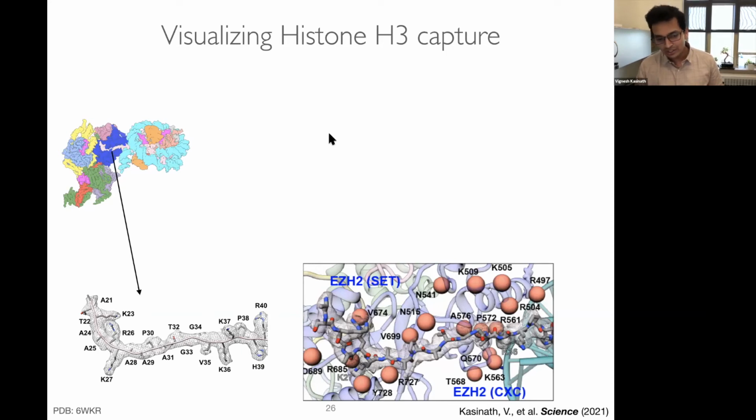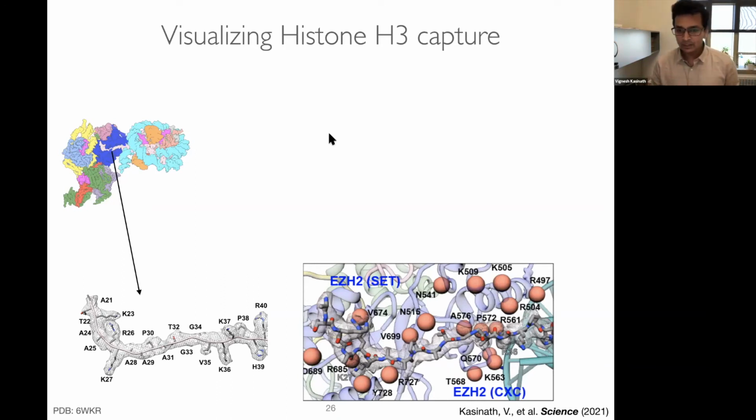And one thing that we did see was we were able to identify all of the residues that have been shown to be mutated in several cancers and their importance in terms of threading the H3 tail into the catalytic site. In fact, we even identified some residues which do not directly interact with the H3 tail, but are important for organizing the catalytic site so that the H3 tail can be bound in the right geometry.